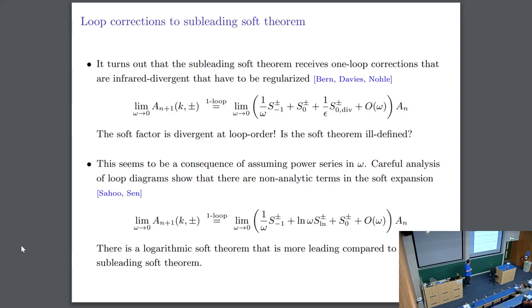Now, the answer to this came a couple of years later by Ashoke Sen and Biswajit Sahoo, where actually, if you look at the loop diagrams carefully, without taking the soft energies to 0 first, then you find a term that is in between the leading and subleading soft factors. There's a term that is non-analytic in the soft energy omega that goes like log omega. And this gives you a new soft theorem that is often referred to as the logarithmic soft theorem.